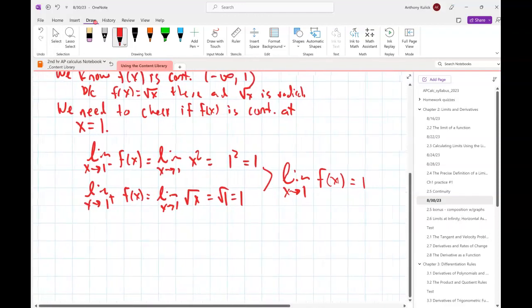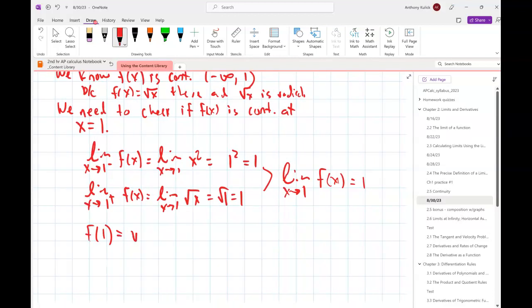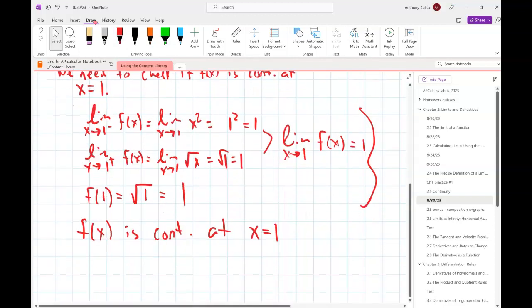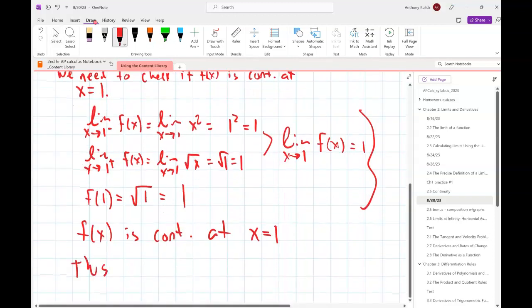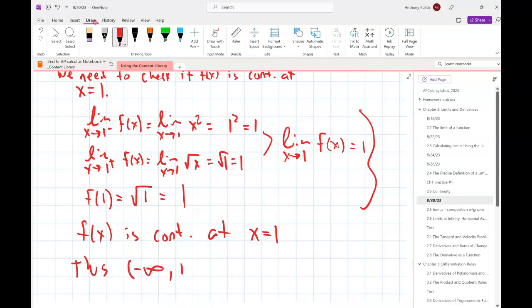But the last thing we need for continuity at a point is we need to show that when we evaluate the function at 1, we also get 1, and we do. So this stuff together tells us we have continuity from negative infinity to 1, we have continuity at 1, and we have continuity from 1 to positive infinity. That's just the whole shebang.